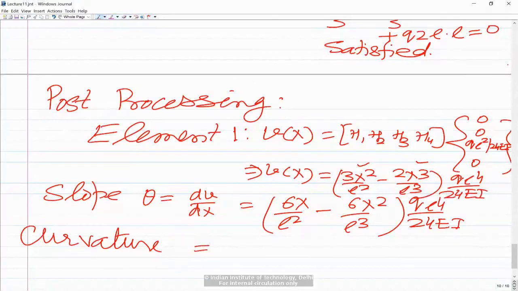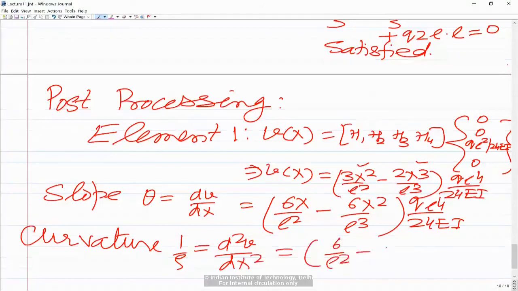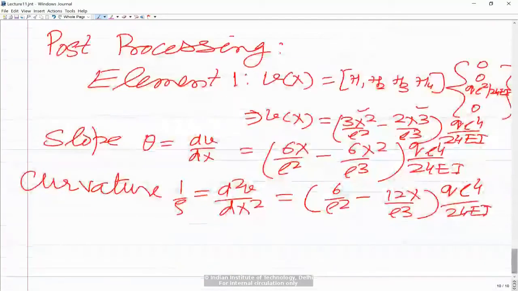So curvature, 1 upon rho, is equal to d2v by dx square. This is used in defining the strain. So again differentiate this equation, and we would get (6 by l square minus 12x by l cube) into ql power 4 upon 24 EI. So this is the curvature. The strain would be minus y into this d2v by dx square. We have already done that, so I am directly going to write the stress.